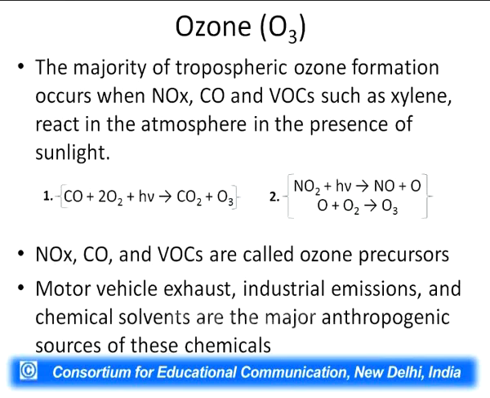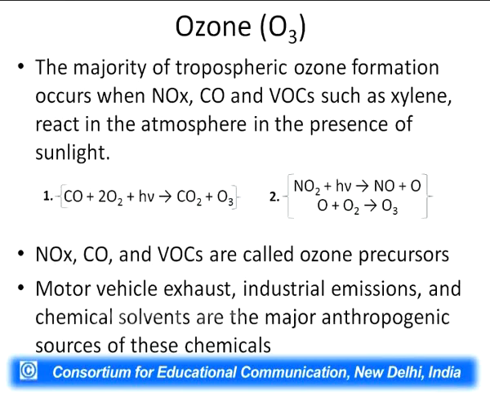The next one is ozone, or O3. What is ozone actually? Ozone is an allotrope of oxygen, heavier than oxygen. It is found in both layers of the atmosphere, the troposphere and the stratosphere. Stratospheric ozone is natural and beneficial to us, while tropospheric ozone is not beneficial. It is known as a pollutant and is very harmful to us.